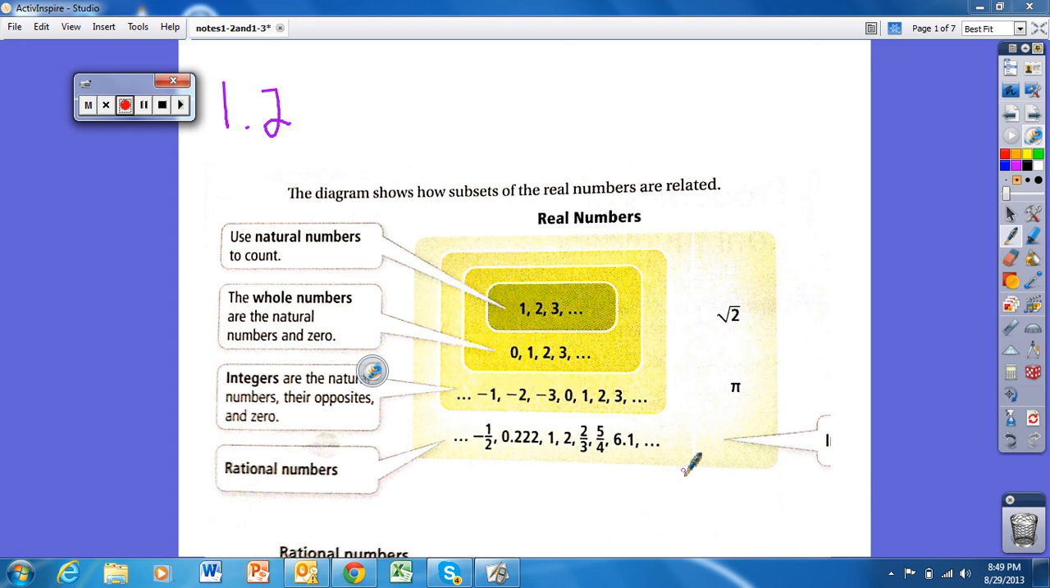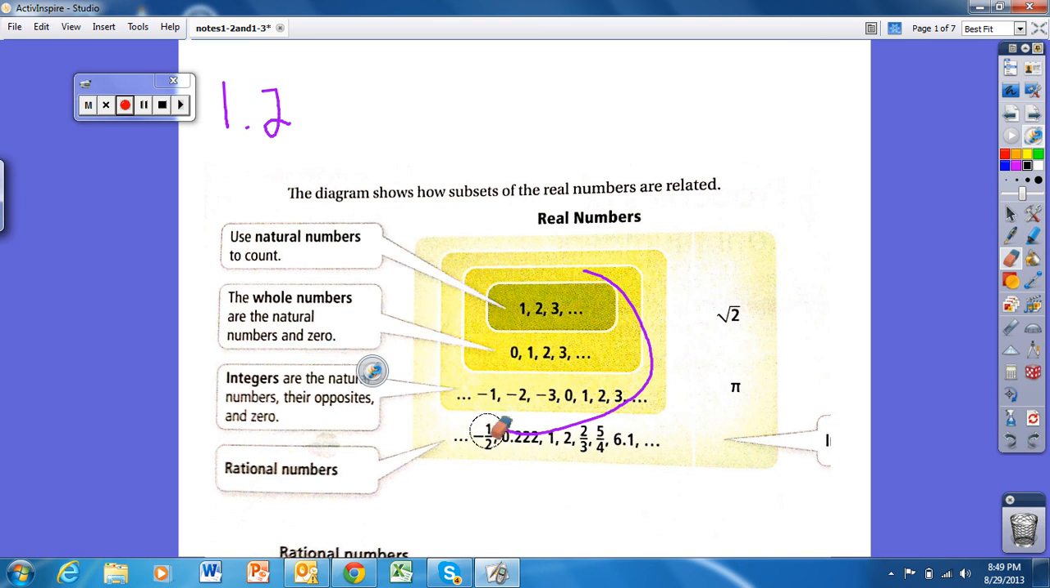Basically, a rational number is any terminating or repeating decimal. So any decimal that repeats itself or ends is a rational number. And all of these in here are rational numbers. So the natural numbers are also whole numbers, the whole numbers are also integers, the integers are also rational numbers, and so on. It's just a regular Venn diagram.